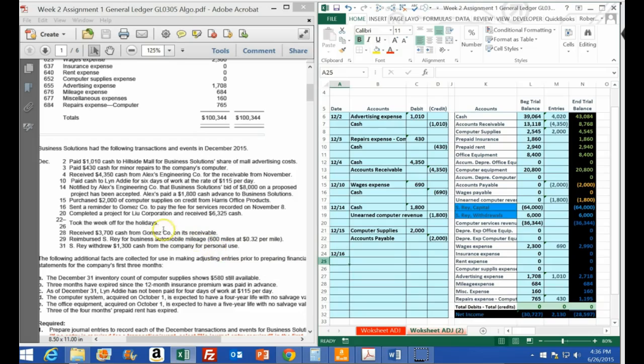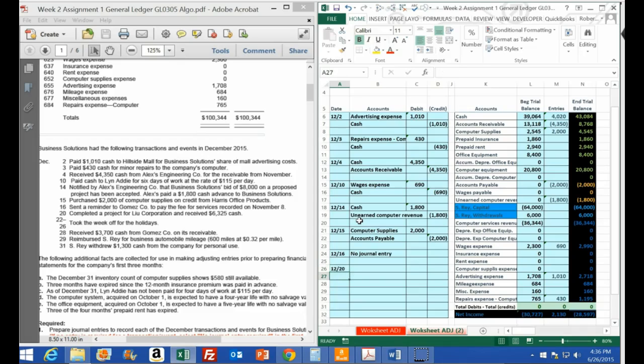Sent a reminder to the company to pay the fee for services rendered on November 8th. So we're sending out, we're saying, hey, could you pay us? Now notice that we already earned the revenue. We haven't received the cash. So this is kind of a tricky one. There's no journal entry at this time, but we're just sending out reminders. That's something that would commonly be done within the business setting to try to collect, obviously, on our receivables.